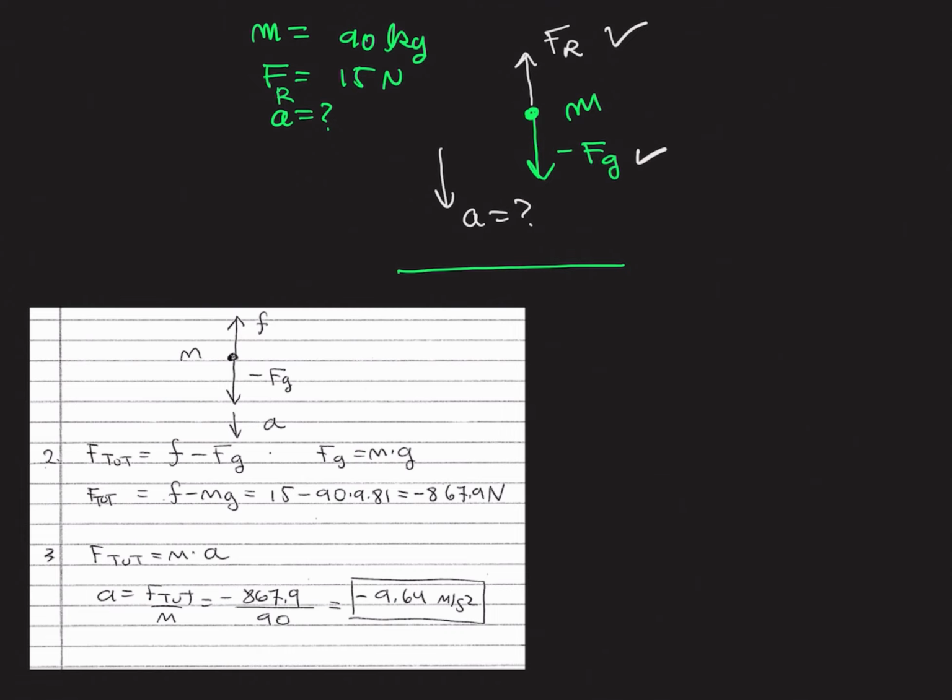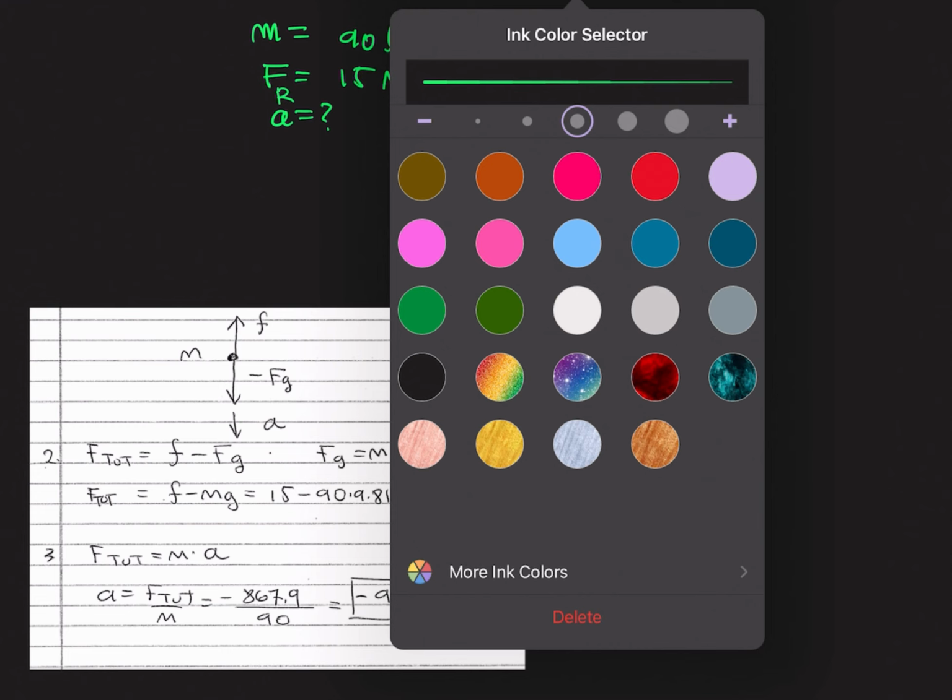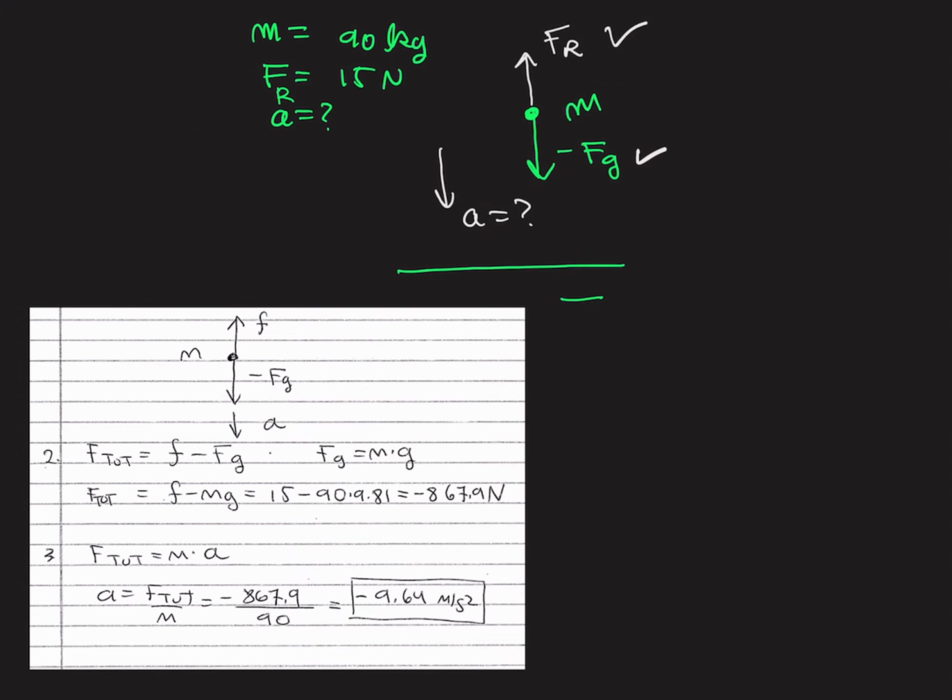Okay, so now we're going to apply Newton's second law, but first let's just get the total force. So the total force is going to equal, well, there's two forces here. You have the air resistance upwards and the weight pointing downwards. So that's going to be Fr minus Fg. And this we can actually calculate.